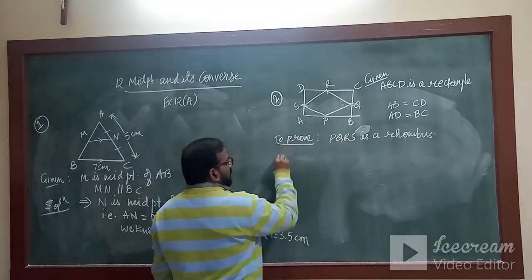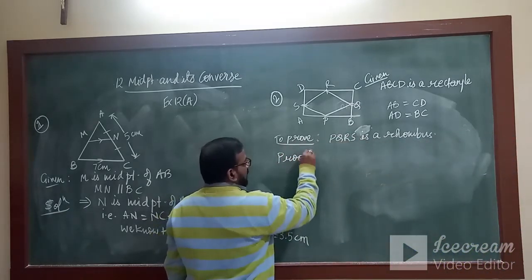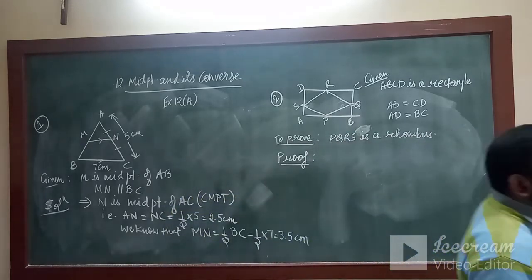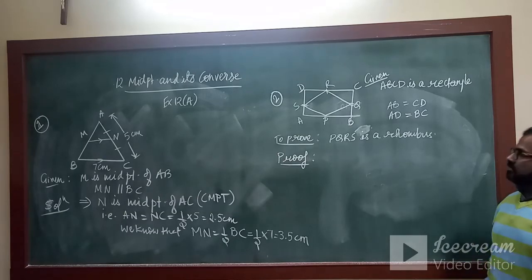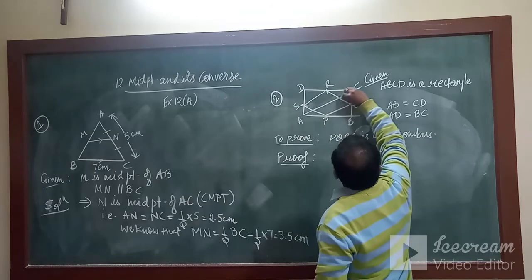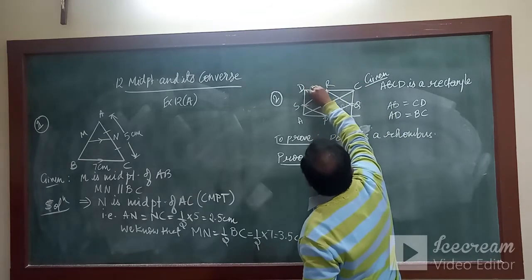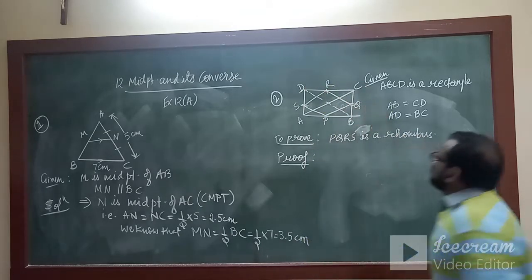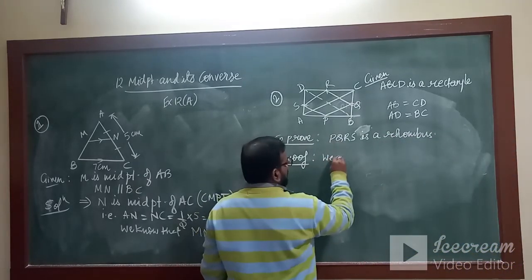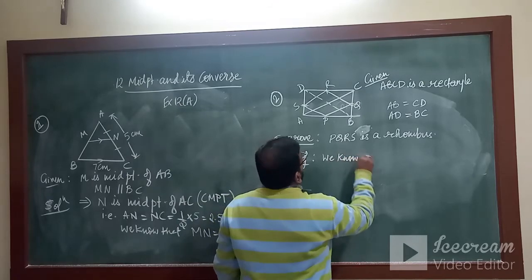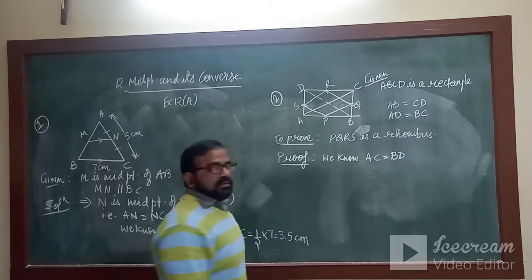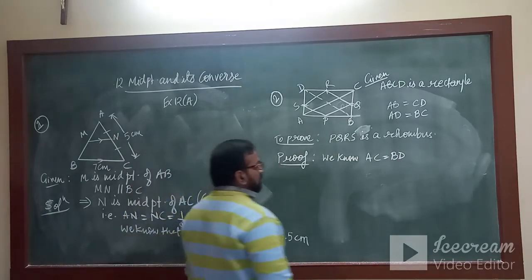So what concept we will use? We will use a few properties of rectangle. That is, in case of the rectangle, opposite sides are equal to each other, as well as the diagonals are also equal to each other. So this concept we will use. So we can write, we know AC equal to BD. So we will use the midpoint theorem.